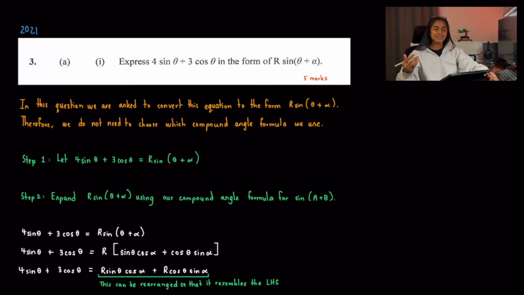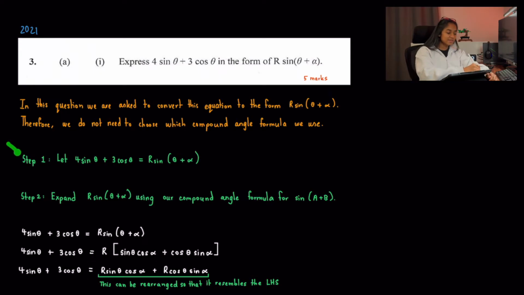Past papers. The first past paper that we're going to go through is 2021, and for 5 marks it states to express 4 sin theta plus 3 cos theta in the form of r sin(theta plus alpha). Now, because we are given the form already, we don't need to choose the compound angle formula that we need to use. So we're going to start like this.